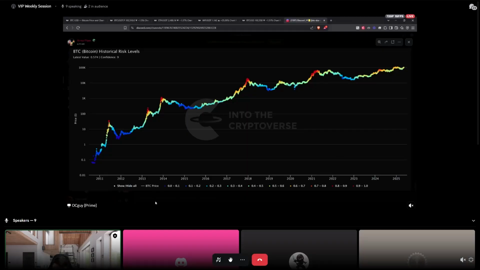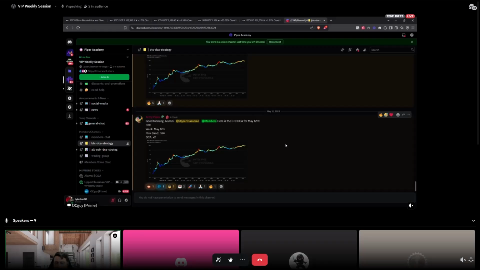For example, 0 to 0.1 of risk. Then 0.1 to 0.2 of risk, until we have very high risk on the red. And usually on the red, when we get out of the bands, that is not being shared in this section. But when Piper is available, he'll show you how those bands look. Those are when we start taking profits out of the DCA. All right, so this is what is important about this trading strategy.